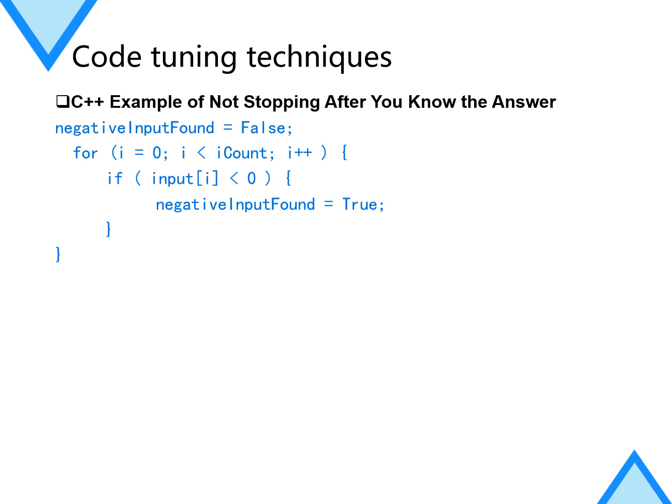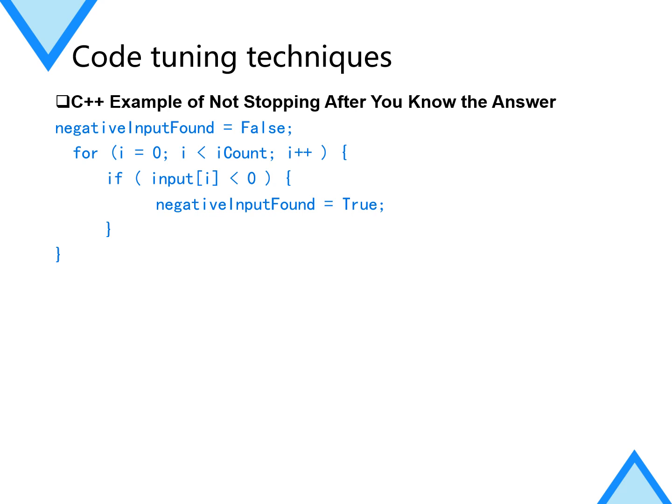There is a condition: if input[i] is less than 0, meaning it is a negative value, then we change the flag negativeInputFound to true. So if we found a negative value in some array, we need to stop the execution of the loop, but here we don't have anything which stops the loop.